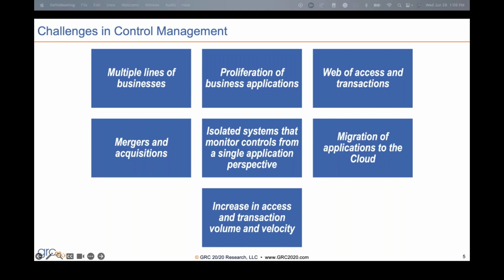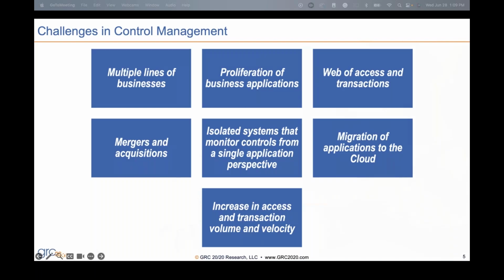Then you have the challenge of migrating things to the cloud, and how do we deal with this? And we have shadow IT, or parts of the organization bypassing IT altogether and purchasing software solutions in the cloud and implementing business processes on there with little or no control, putting the organization at significant exposure. And then we have an increase in access and transaction volume and velocity, and dealing with the wide range of different access given to individuals, inherited rights issues, and so much more. How do we deal with that?